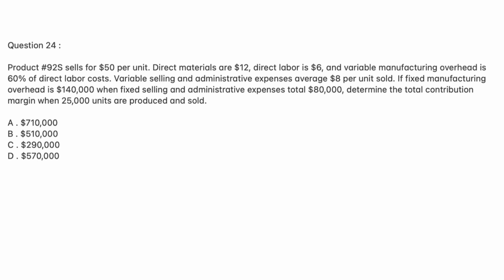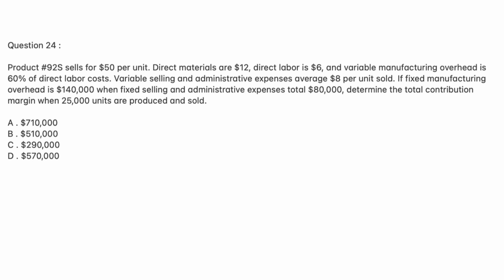Question 24. Product #92S sells for $50 per unit. Direct materials are $12, direct labor is $6, and variable manufacturing overhead is 60% of direct labor costs. Variable selling and administrative expenses average $8 per unit sold. If fixed manufacturing overhead is $140,000 when fixed selling and administrative expenses total $80,000, determine the total contribution margin when 25,000 units are produced and sold.